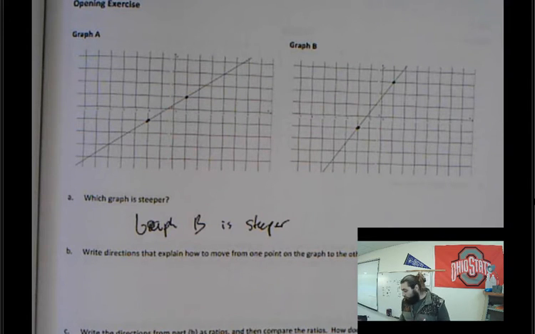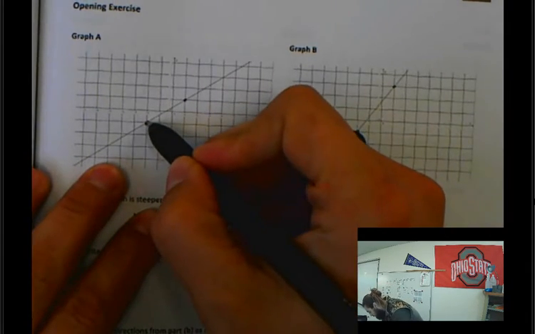Okay? Part B wants you to write the directions of how to get from one point to the next. And this is where we tie our constant of proportionality, our change in y over x, together with our slope. Okay? So, in order to get from, let's look at graph A.